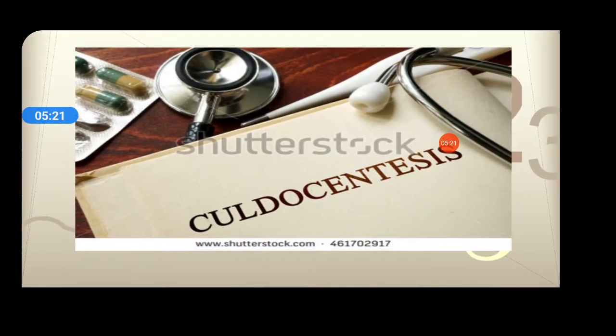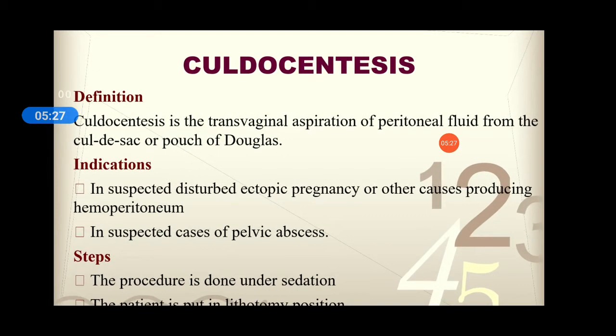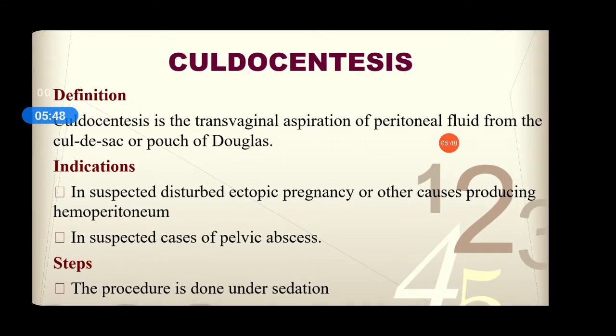Next procedure is called culdocentesis. As the name itself suggests, culdo is related to the cul-de-sac or the pouch of Douglas, POD. Centesis is nothing but the aspiration of fluid. Whenever we use the term centesis, it means we are extracting or aspirating the fluid present there. Culdocentesis is the transvaginal aspiration of the peritoneal fluid from the cul-de-sac or the POD, pouch of Douglas. It is the aspiration through the vaginal side of peritoneal fluid present in the cul-de-sac.